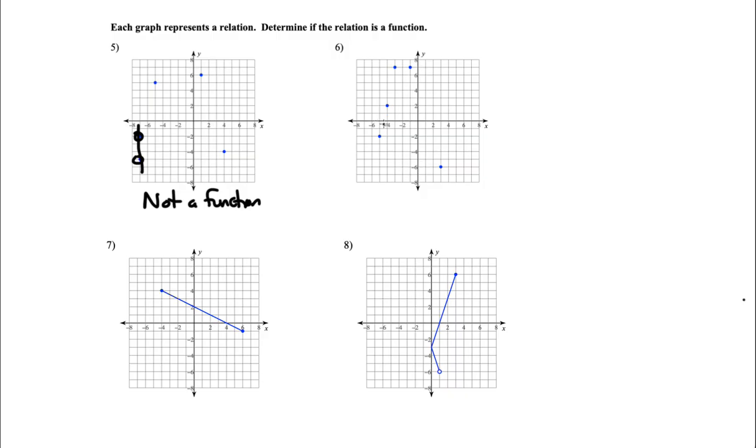This next one, I could draw this vertical line here, and this one here, and this one here, and this one here, and this one here, and it doesn't go through any point more than once. For every x, there's only one y. So this one is, yes, it is a function. For this problem here, it is continuous. These up here were discrete. This is continuous. But as I draw a vertical line test, it only goes through at a point one time each. So yes, this is a function.